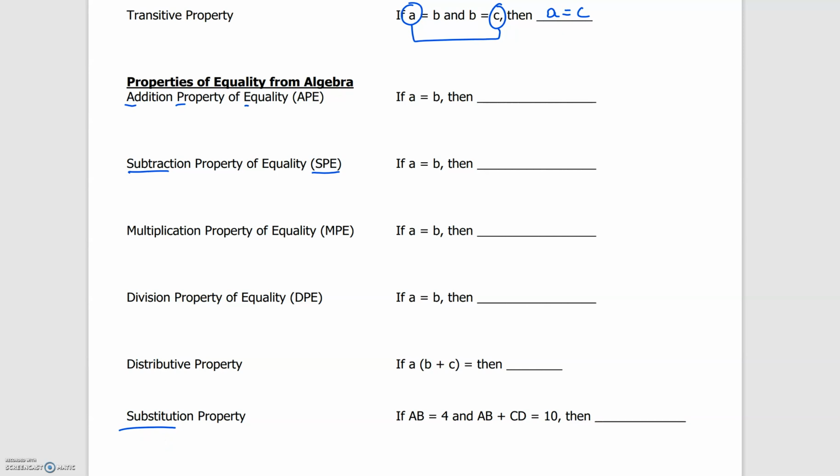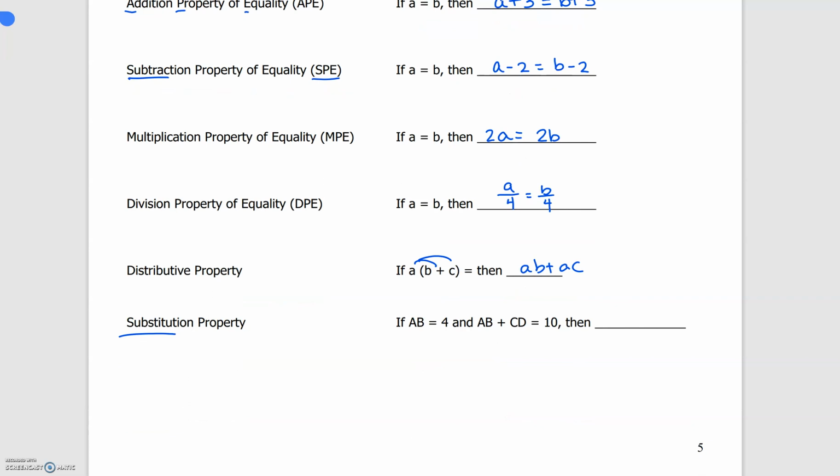So, addition property, it's basically when you add the same thing to both sides. So if I were to add a 3 to both sides, that's the addition property of equality. Subtracting, if I were to subtract the same thing from both sides. If I were to multiply the same thing on both sides. If I were to divide the same thing on both sides. And distributing, you already know distributing from algebra.